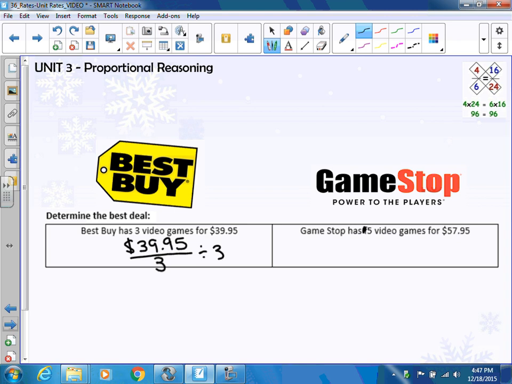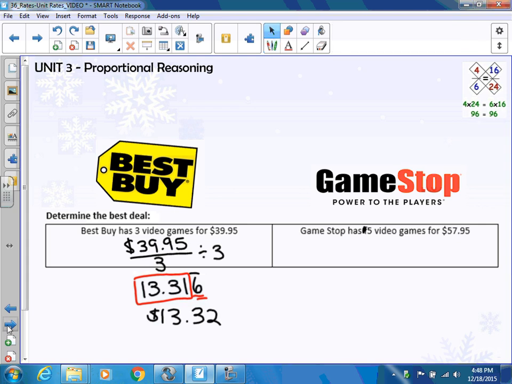I'm going to divide by 3. If I divide by 3, that comes out to 13.316 with the 6 repeating. And again, I'm going to be looking just at money. So I'm going to look here, but this tells me whether that 1 goes up to a 2. And for this, it does because 6 is higher than 5. So my money, you want to think of $13.32.